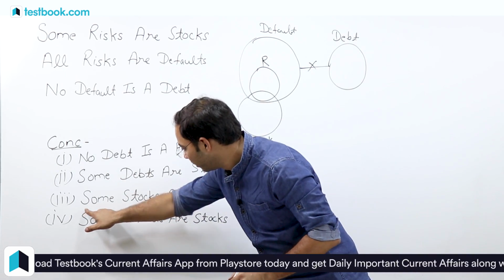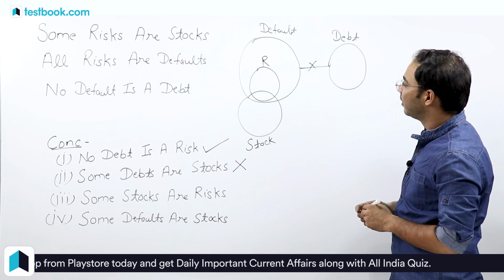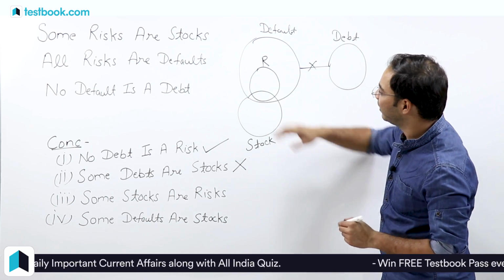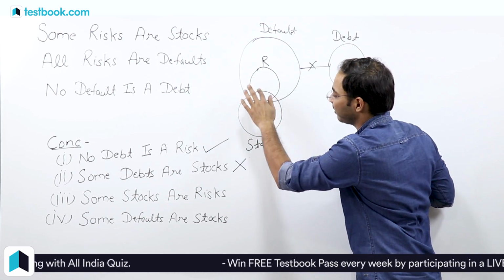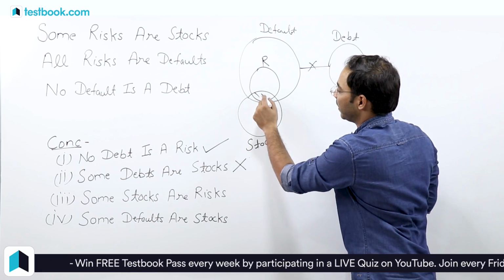Third conclusion is some stocks are risk. Now stock is here and risk is here. We can see that risk and stock has a common part, which one is this.